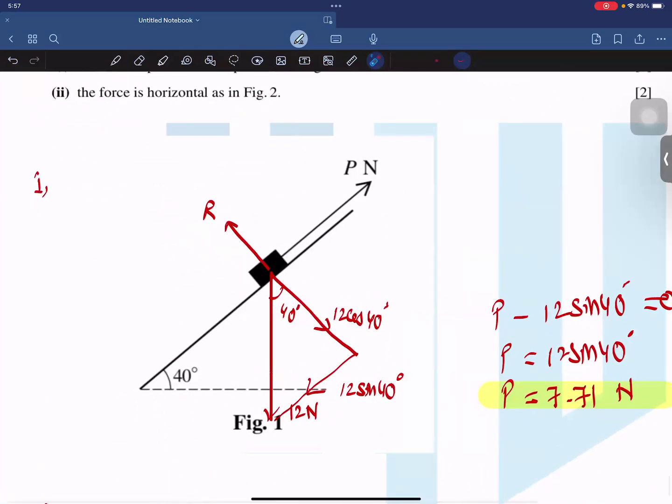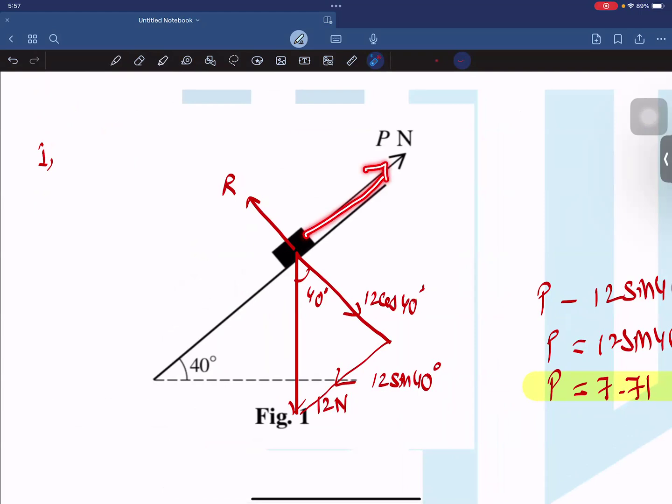Basically the force P is acting up the plane, along the plane in this way. First of all, the weight of the particle is already given to you. The component of the weight which is adjacent to this angle would be 12 cos 40, because this is adjacent to the angle of 40. When this angle is 40, obviously this angle is also 40. We have covered this in detail in the basic concepts, when we were dealing with inclined planes.